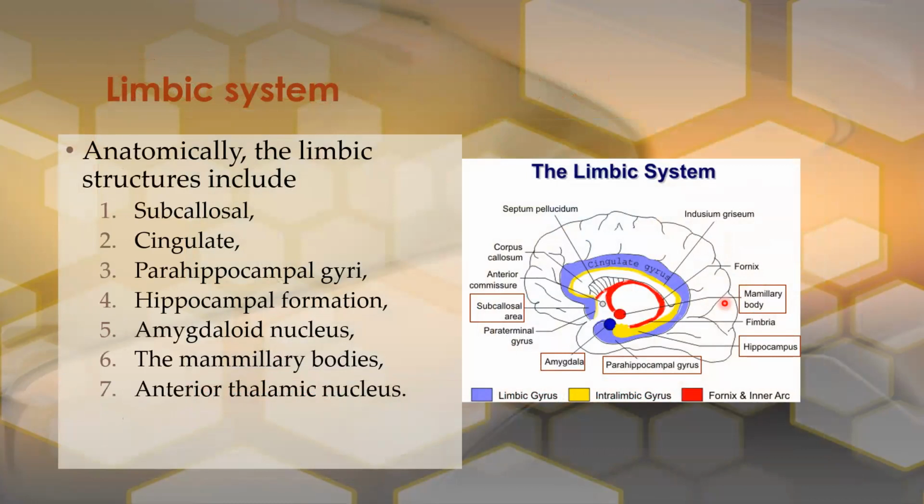Okay, now the last is the limbic system. Anatomically, the limbic structures include the subcallosal area, the cingulate gyrus, the parahippocampal gyrus, the hippocampal formation, the amygdala, the mammillary body, and the anterior thalamic nucleus.